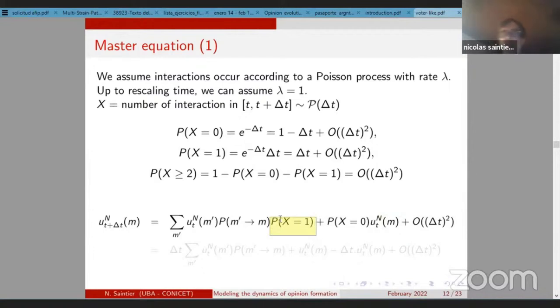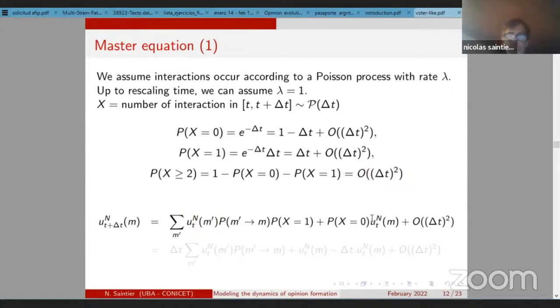So I put the probability here to have exactly one interaction. And then I look at all the possible interactions that may have occurred, right? So I will sum over all the possible values of the magnetization and see what is the probability that in this one interaction, the magnetization did pass from this M prime to M, times the probability that at time t, the magnetization was equal to M prime. And at last, there is the remaining case where, between time t and time t plus delta t, there were more than two interactions, but this occurred with negligible probability, so I ignore it.